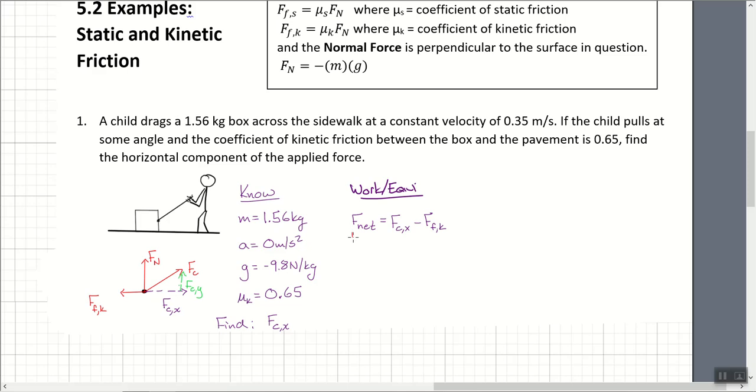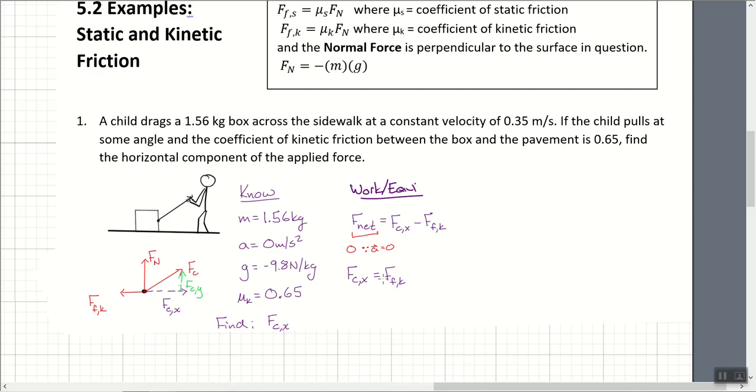For this, remember that this is equal to 0, and we know this because acceleration is equal to 0. I'm not accelerating at all, which means immediately we know that the force of kinetic friction is exactly equal to the force that the child is exerting on the box. So I'm going to switch this around. Instead of having kinetic friction on the left side, I'm going to have the force of the child on the right side. But what I've done here is I've just added the force of kinetic friction to both sides.